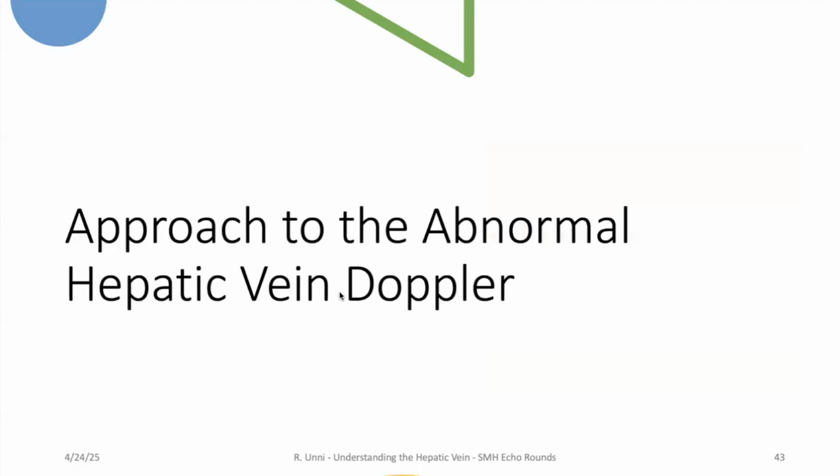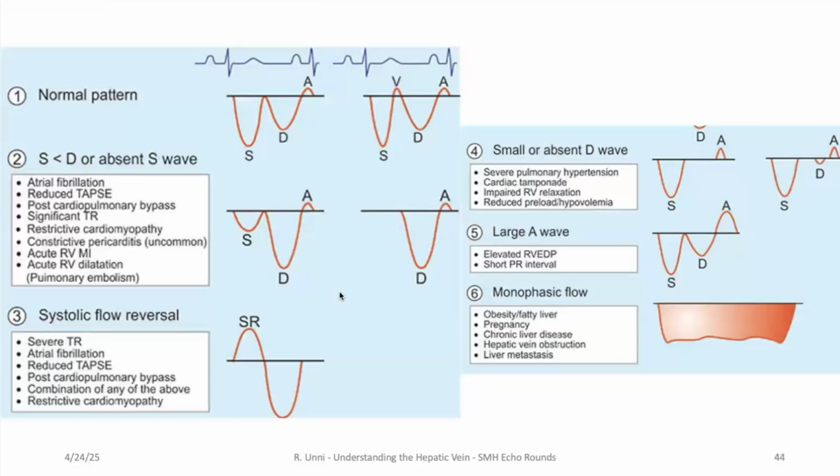There is a ton of different patterns, and there's been a lot of work connecting different diseases and different disease states with different flow patterns. So there's obviously a lot of them. We're not going to go through each one individually, but just as a sense, what we're going to briefly cover is these are normal patterns. There's a pattern where you have a diminished S wave or almost an absent S wave, true systolic flow reversal, an absent or a small D wave, and a large A wave. And we already covered monophasic flow.